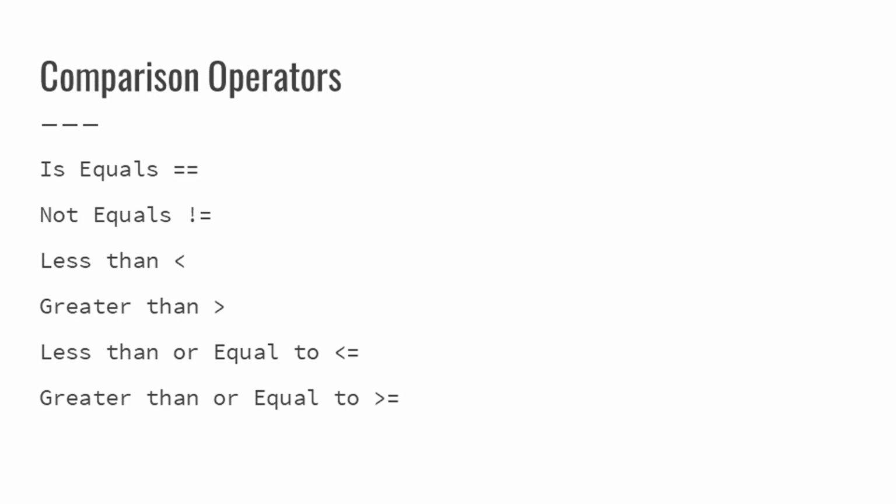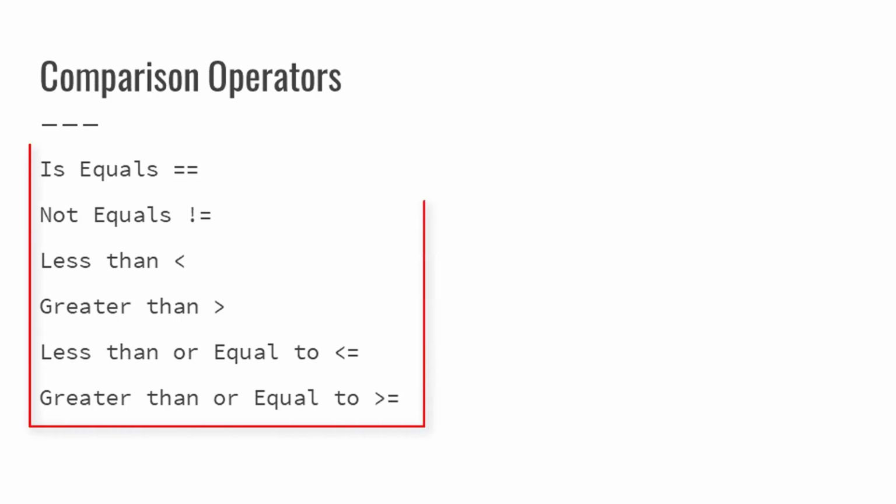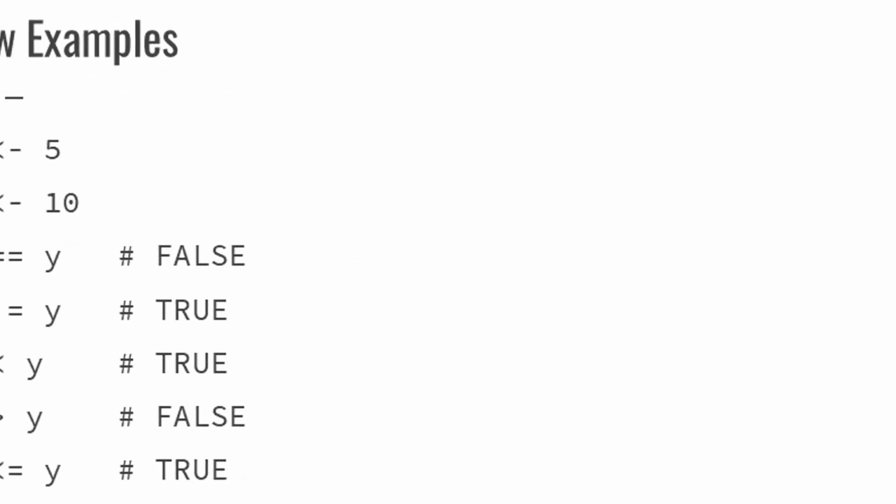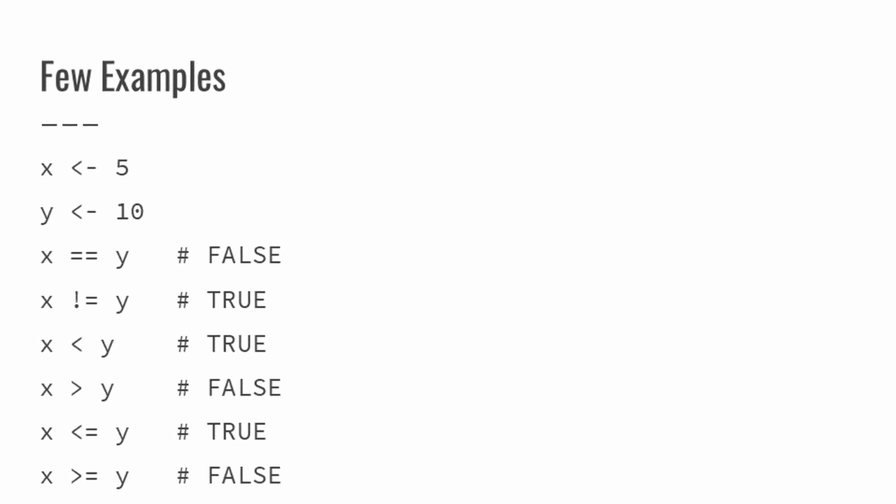Here are the comparison operators in R. Two equal signs represent is equal. Exclamation mark before equal sign represents not equals. Less than symbol for less than, greater than symbol for greater than, less than and equal symbol is for less than or equal to, greater and equal symbol are for greater than or equal to. Here are some examples of using comparison operators in R.